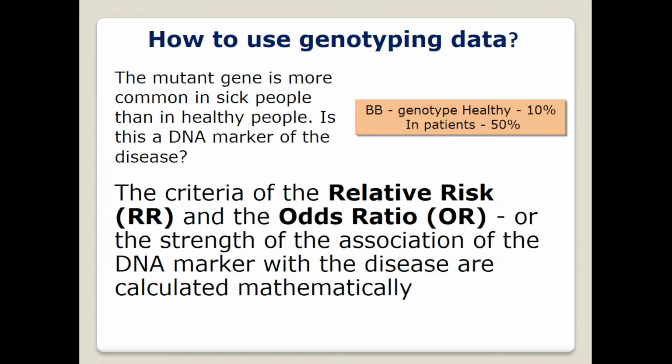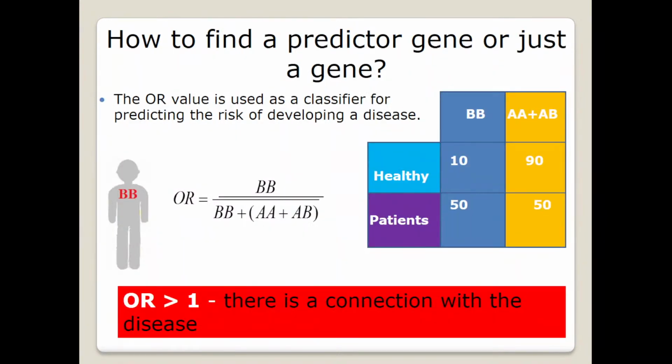OR, the odds ratio, will be more than 1. If more than 1, it means there is a connection with disease. And if we find the BB genotype in patients, we can think, aha, it will be disease, either now or very soon.